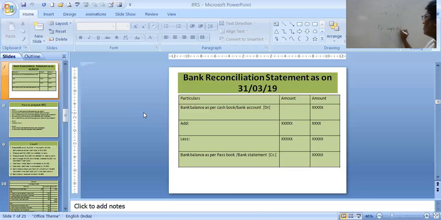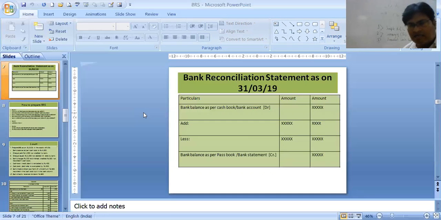Number two, we have the summary of the passbook and cash book given, so we are preparing it. And number three, we have to prepare the amended cash book. By amending the cash book, we are preparing the BRS. After amending the cash book, we are preparing the BRS. These are the three methods.